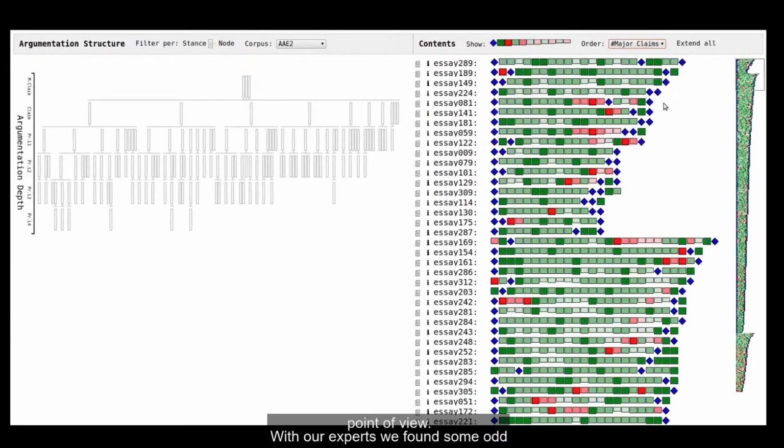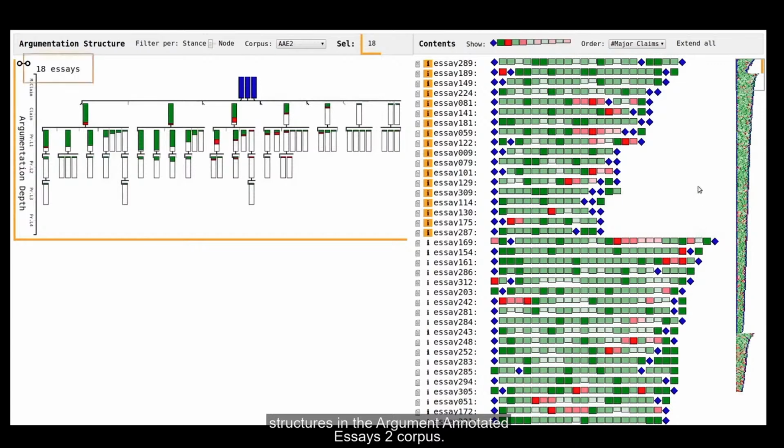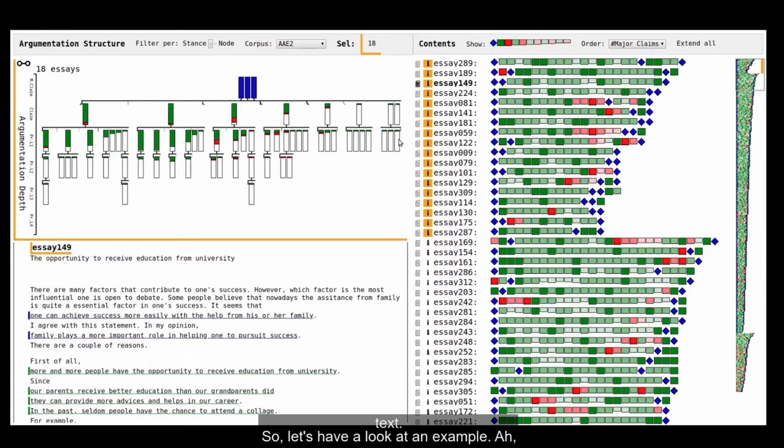With our experts, we found some odd structures in the argument annotated essays 2 corpus. There are 18 essays that repeat the major claim 3 times. It seems odd why one would repeat a statement 3 times in such a short text. So let's have a look at an example.